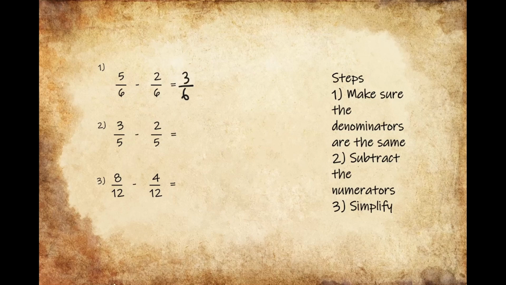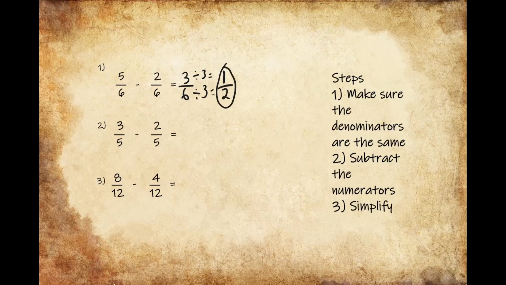The last step is to simplify whenever needed. Here we can see that both 6 and 3 are multiples of 3, so we're going to go ahead and divide both of these numbers by 3. We know that 6 divided by 3 gives us 2, and 3 divided by 3 gives us 1, or 1/2. So 5/6 minus 2/6 gives us 1/2 when written in its lowest possible terms.